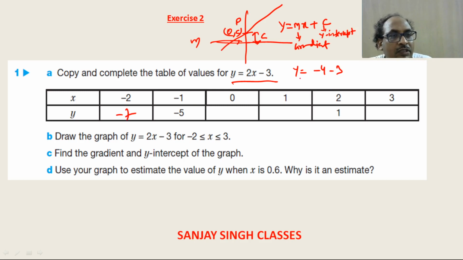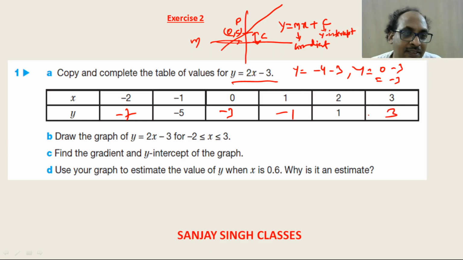If x equal to 0, then 0 minus 3, so it will become minus 3. If x equal to 1, then 2 minus 3, so that is minus 1. 1 is already given. If x equal to 3, then 2 threes are 6, minus 3, so it will become 3. Okay. Now it is given, draw the graph of y is equal to 2x minus 3 where x lies between minus 2 and 3, including minus 2 and 3.